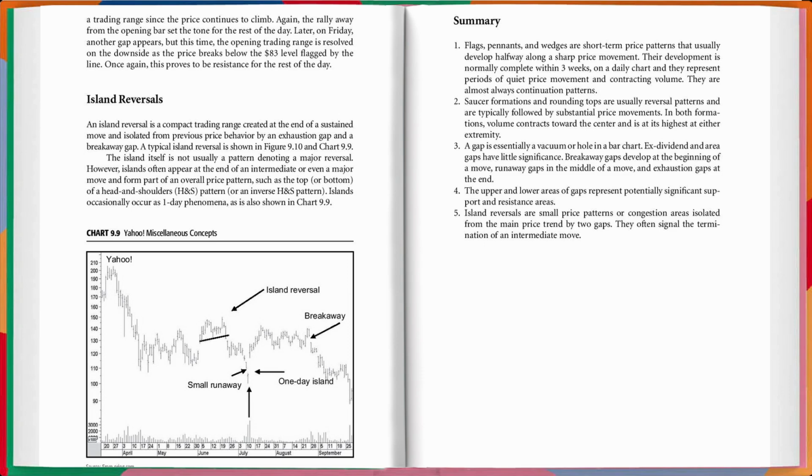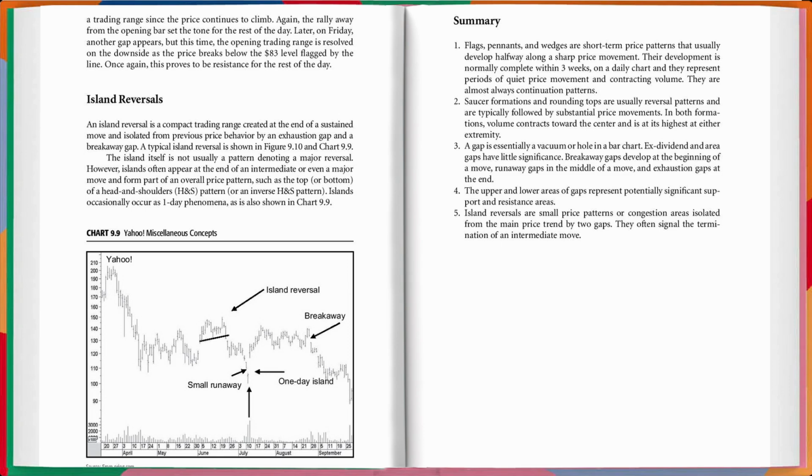Summary. 1. Flags, pennants, and wedges are short-term price patterns that usually develop halfway along a sharp price movement. Their development is normally complete within 3 weeks on a daily chart, and they represent periods of quiet price movement and contracting volume. They are almost always continuation patterns. 2. Saucer formations and rounding tops are usually reversal patterns and are typically followed by substantial price movements. In both formations, volume contracts toward the center and is at its highest at either extremity.